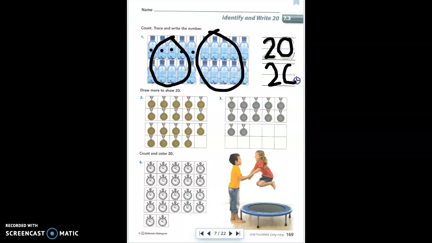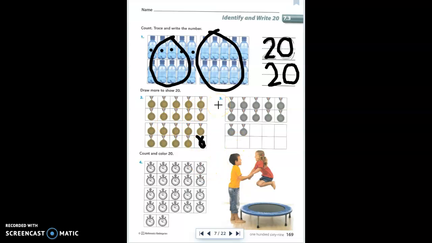A 2 and a 0. Two sets of 10 and no extras. Now, down here for number 2, they want me to draw more to show 20. Well, here's my first 10 frame, and it's completely full. But this 10 frame is missing one. So I need to fill in just one to make it 20. I had 19, and now I have 20.